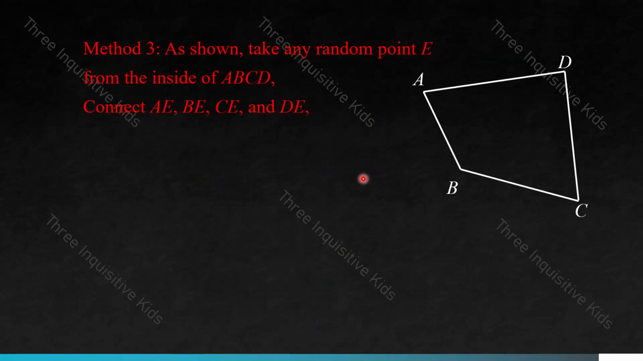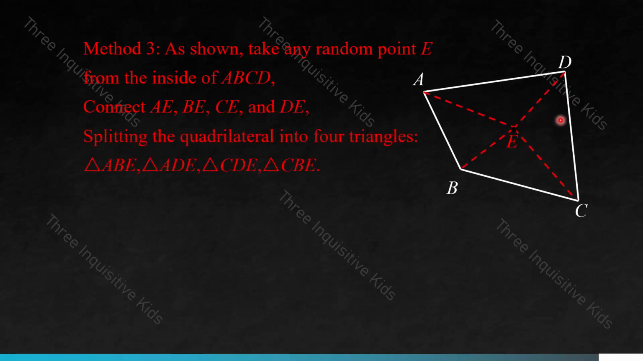As shown, take any random point E from the inside of ABCD, and then we can connect it to each of the vertices. So taking any random point called E inside this quadrilateral, and we connect it with A, B, C, and D, we split the quadrilateral into 4 triangles.